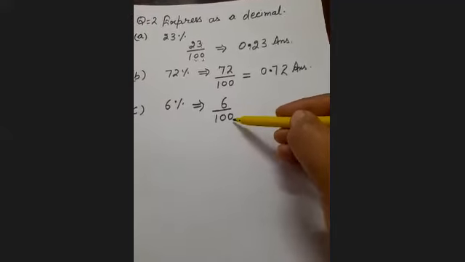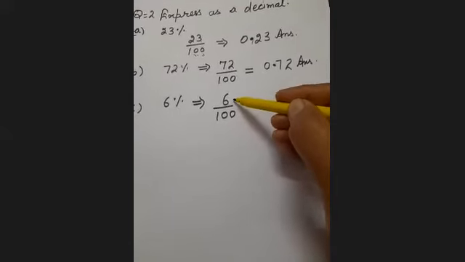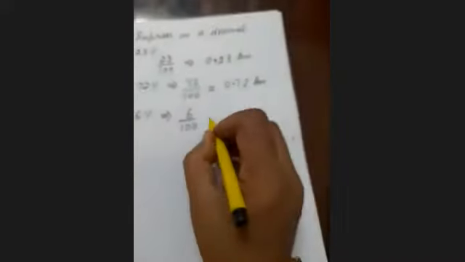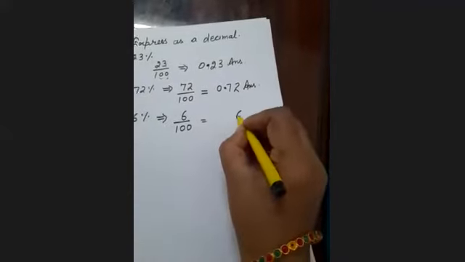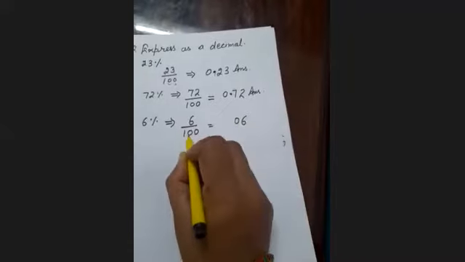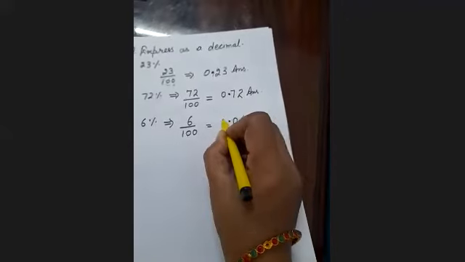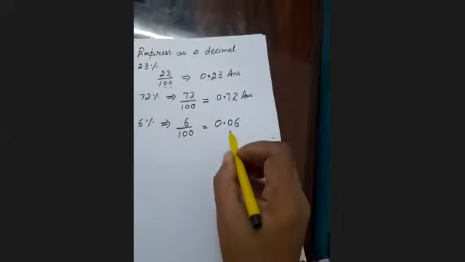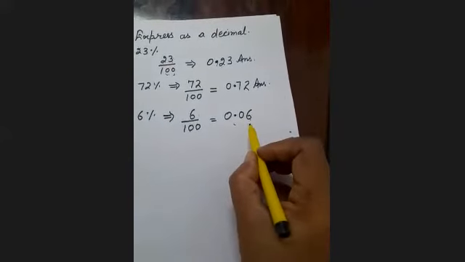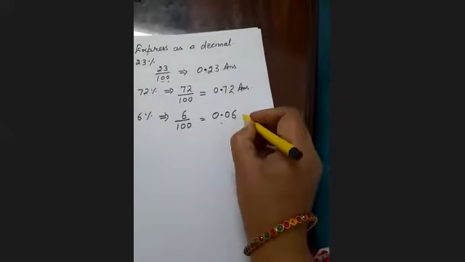Now we'll put the decimal after 2 digits, but in the numerator we have only a 1-digit number, that is 6. So we'll write it as 6, then 0. 1, 2. Now put your point, and here we'll write 0. So your answer is 0.06.